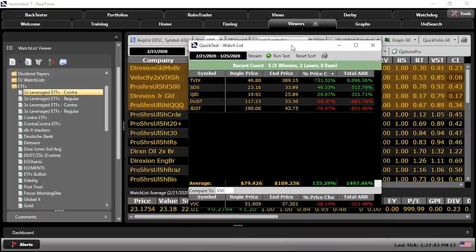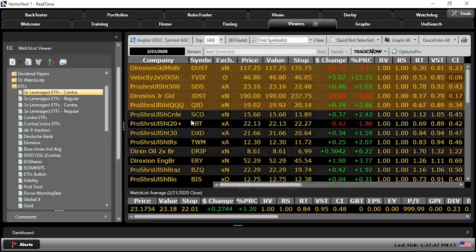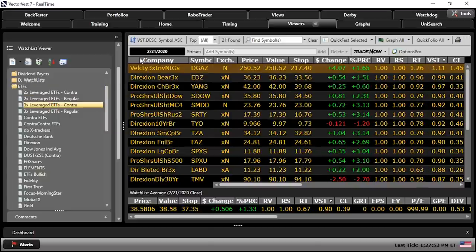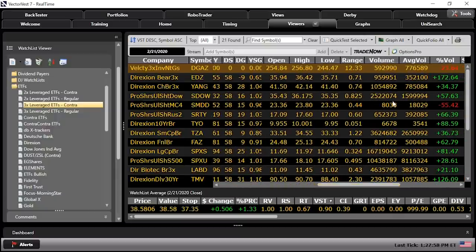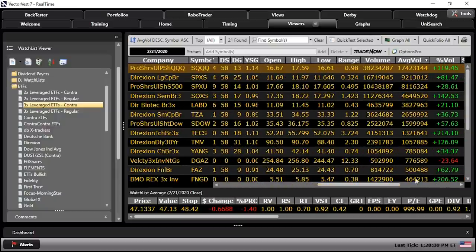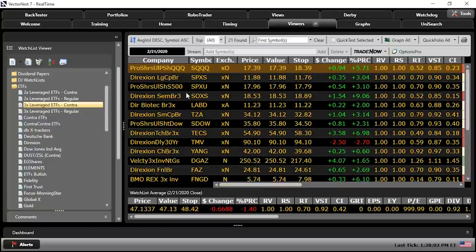All right, so that's looking at 2 times leverage, still using the market timing. Let's ramp it up just a little bit more. Let's go down to 3-time leverage Contras. All right, again, sorted by VST as a watch list. Let's move over to average volume. Make sure we have liquid Contra ETFs. Now we're looking at the Qs, the NASDAQ, large cap, S&P 500, semiconductor, biotech, top 5 by average volume.